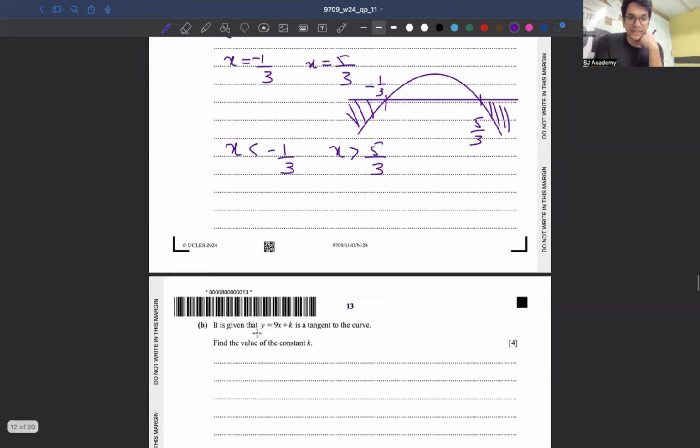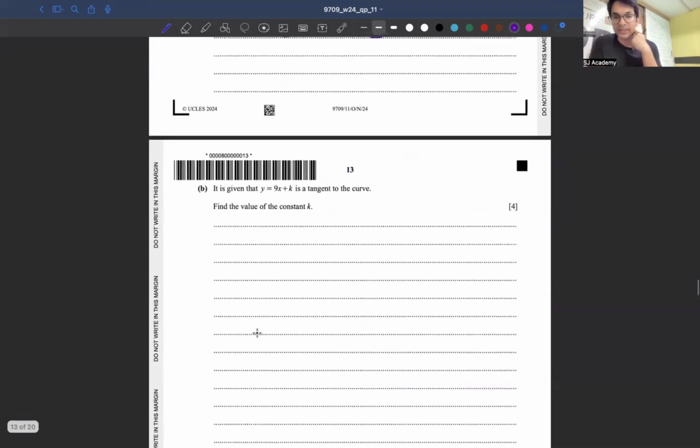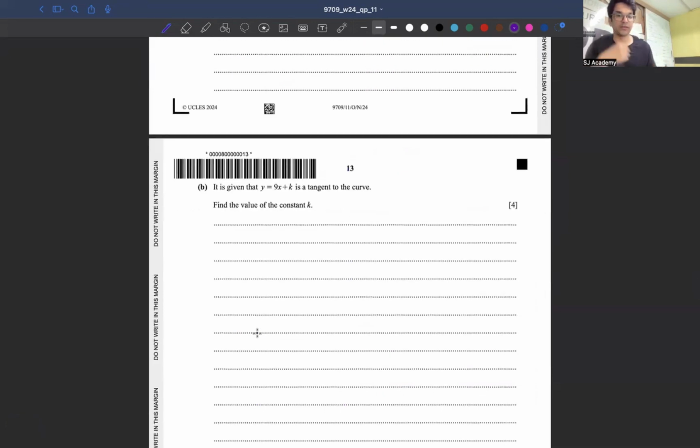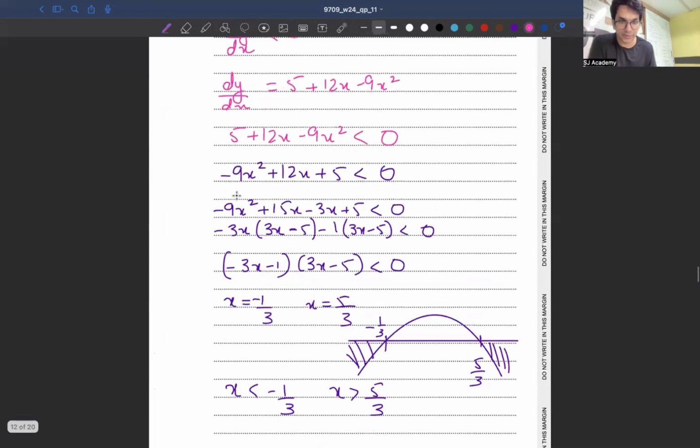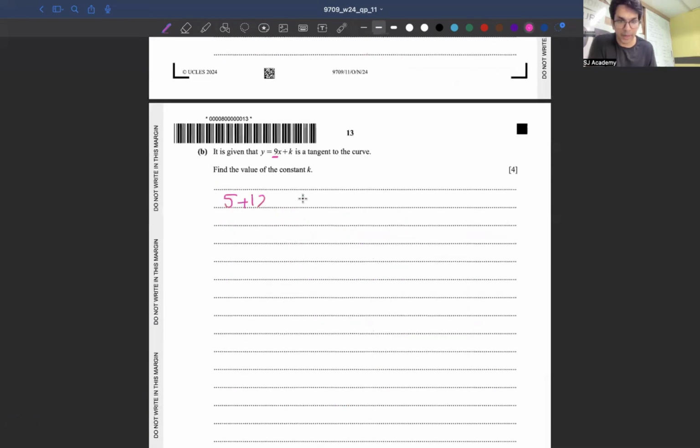In part B, it says that it is given that y equals 9x plus k is a tangent to the curve. Find the value of the constant k. Now, just from the equation, we can see that this tangent has a gradient 9. And as it is a tangent, it means it will be equal to dy/dx. We know that the expression for dy/dx was 5 plus 12x minus 9x squared. So this is dy by dx, and we can put it equal to the gradient, which is 9.